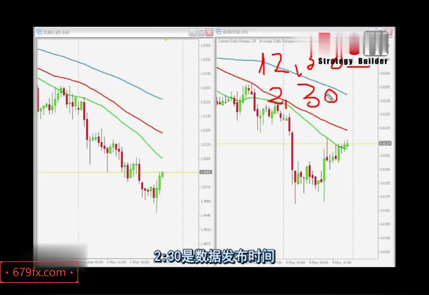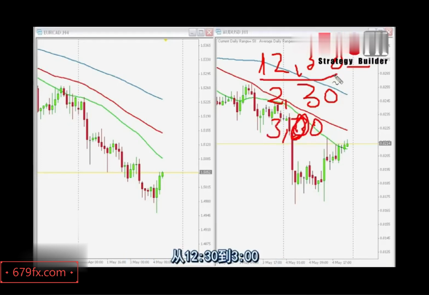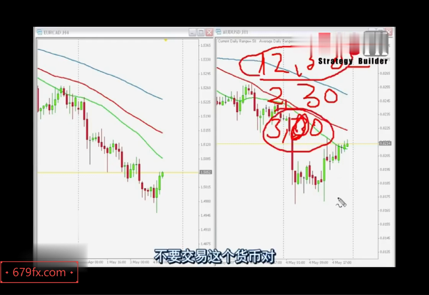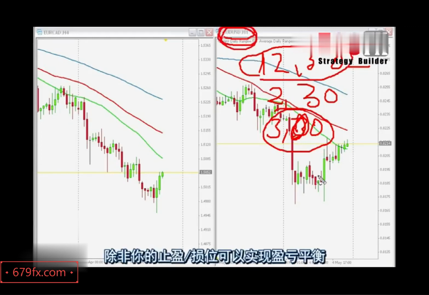2:30 is the news, so let's give it 30 more minutes for the dust to settle. So that means that at 3 p.m., from 12:30 to 3 p.m., we don't want to be in this currency pair, in any position open in this currency pair, unless our stop is moved to break even prior to the news.